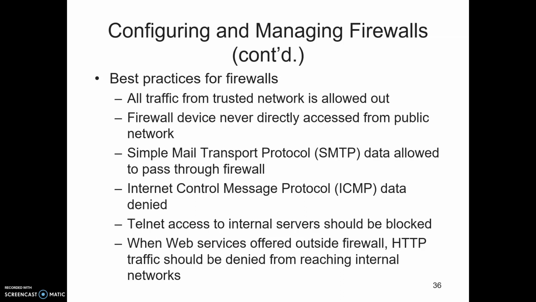All Internet Control Message Protocol data should be denied. Telnet access to all internal services or servers from the public networks should be blocked. When web services are offered outside the firewall, HTTP traffic should be denied from reaching your internal networks through the use of some form of proxy access or DMZ architecture. So usually this is what we set up our firewalls to do. Those are the best practices.